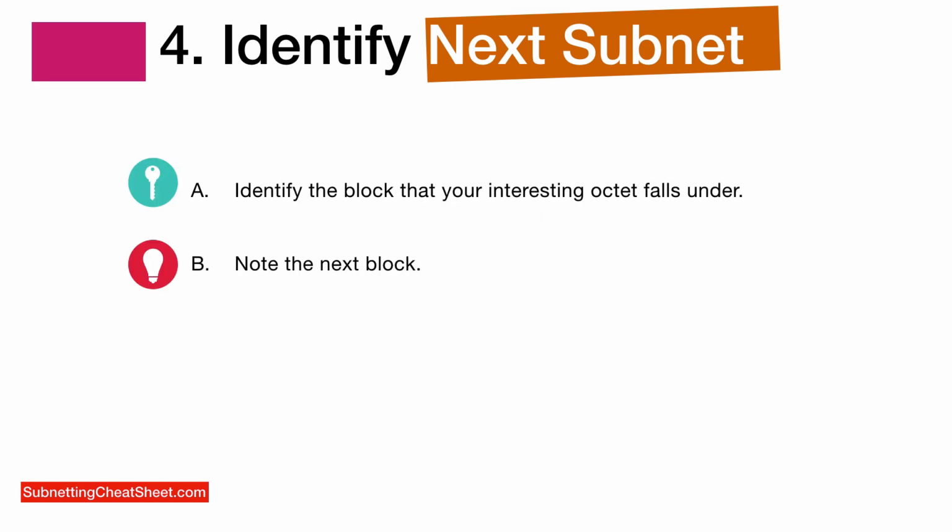So that's how you identify the next subnet. You need to identify the block that your existing octet falls under and then note the next block. That's it. Okay, next video, we're going to put it all together so that you can quickly subnet any subnetting question. All right, see you in the next video.